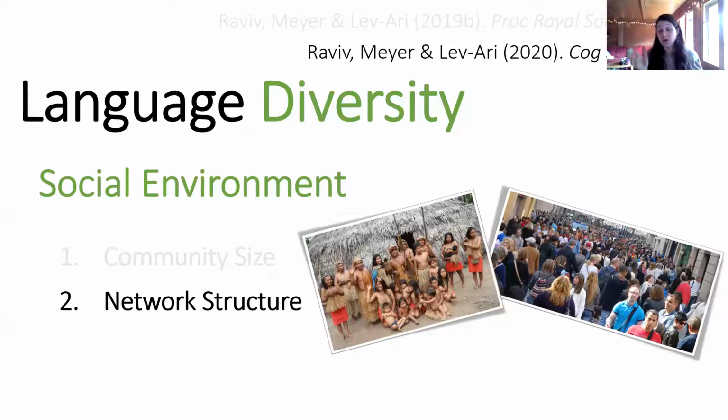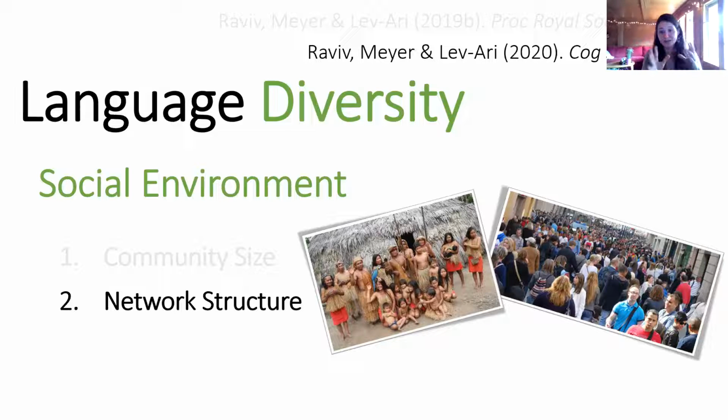So how does it have the same effect as community size? And here I asked, what happens when groups are of the same size, but they vary in how or how much members are connected to one another? So is the process of language evolution shaped by the density or the sparsity of the group? And in the previous experiment I showed you, all the groups were fully connected, right? So everybody in the group interacted with everyone else in the group.